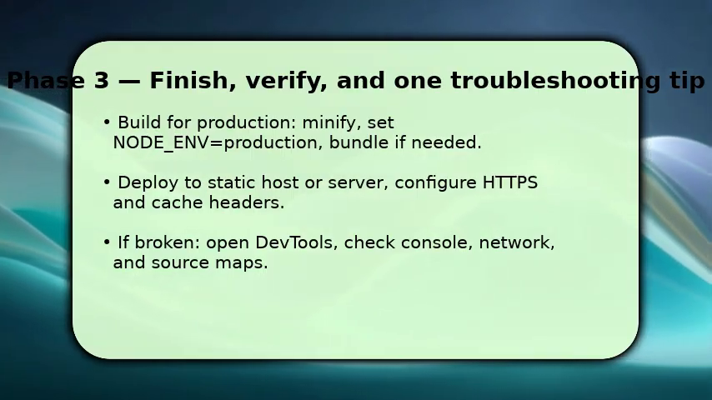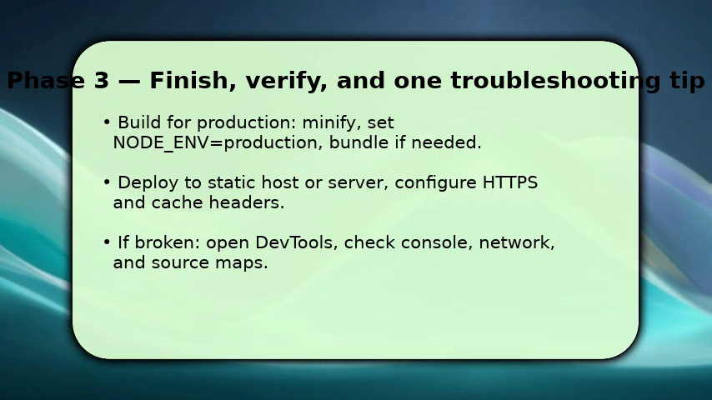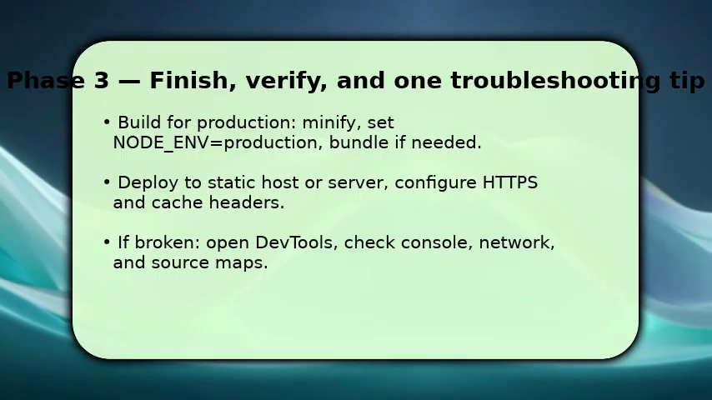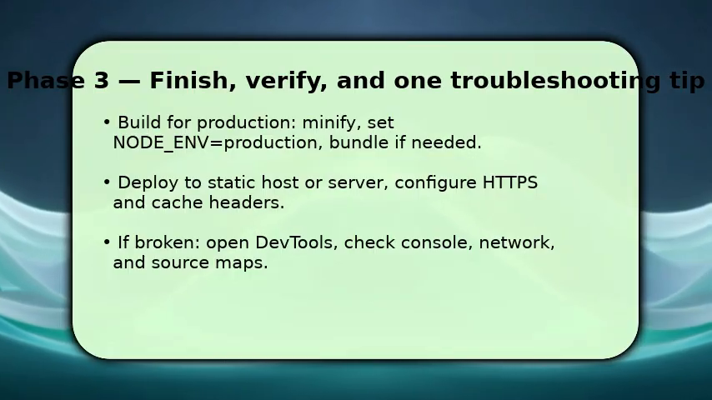If something goes wrong, open DevTools immediately, check the console for errors, inspect the network tab for failed requests, and use source maps to trace minified code back to originals. This single troubleshooting step solves most issues.